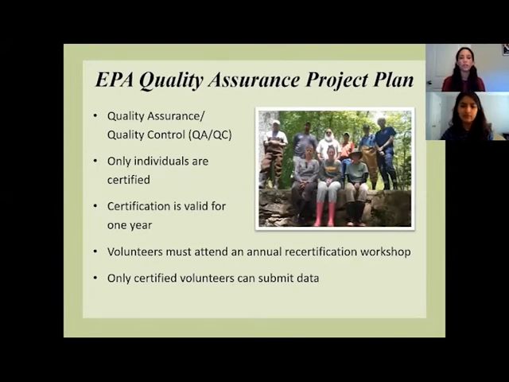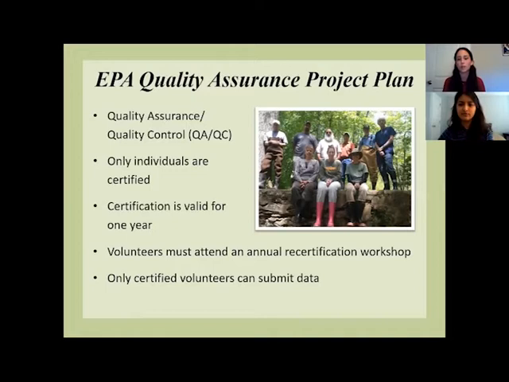So everything that we do is in accordance to our EPA Quality Assurance Project Plan. It is what we are, all the procedures and all the training that we do to ensure that all of our volunteers are getting the exact same information, doing the exact same techniques, so that our data is more reliable and accurate. So once you go through one of these workshops, which should be the same as all the other workshops that are conducted as part of this program, you will become a QAQC, Quality Assured, Quality Controlled volunteer.